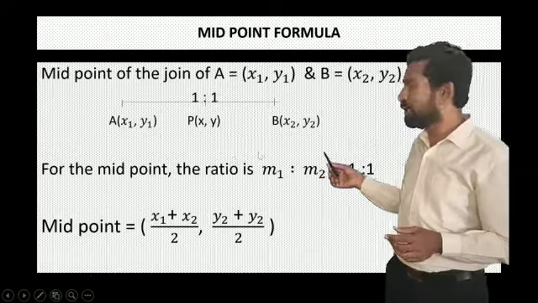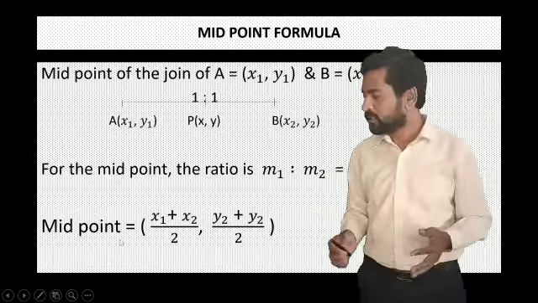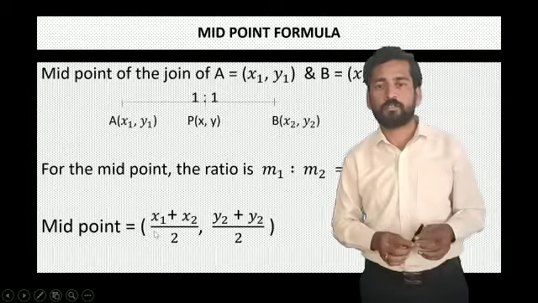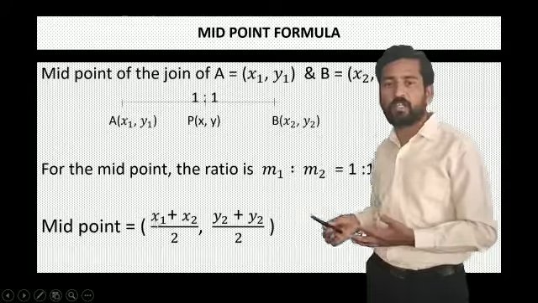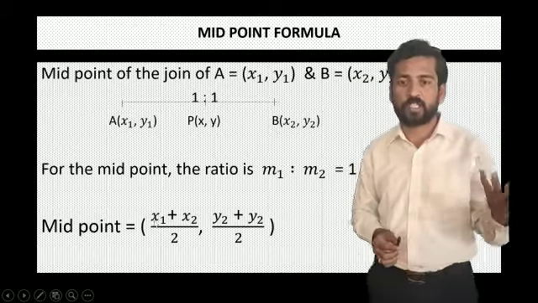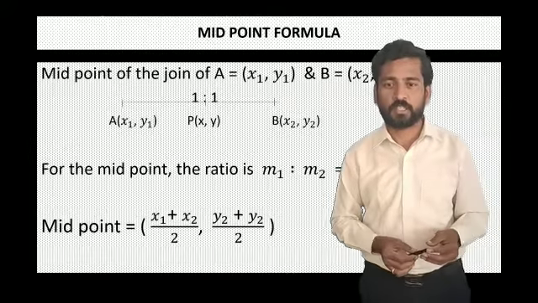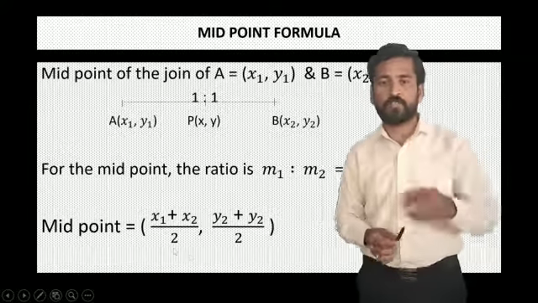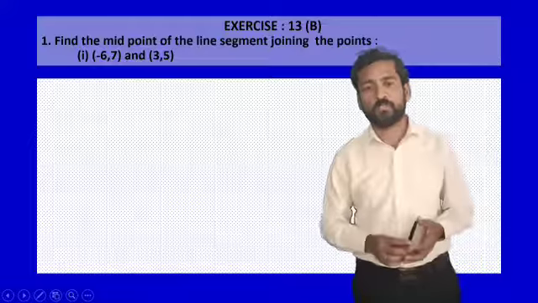So here you can see the ratios are the same. So there is no question of m1 and m2, both are the same. Therefore in the formula you will not find m1 and m2. In place of m1 and m2, 1 and 1 are substituted. If you take the section formula and substitute m1 as 1, m2 as 1, you will get this midpoint formula, (x1 plus x2) by 2, (y1 plus y2) by 2.